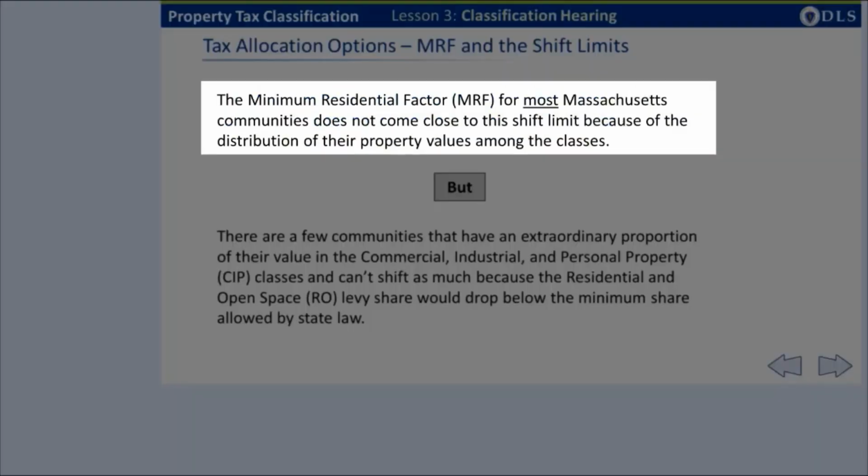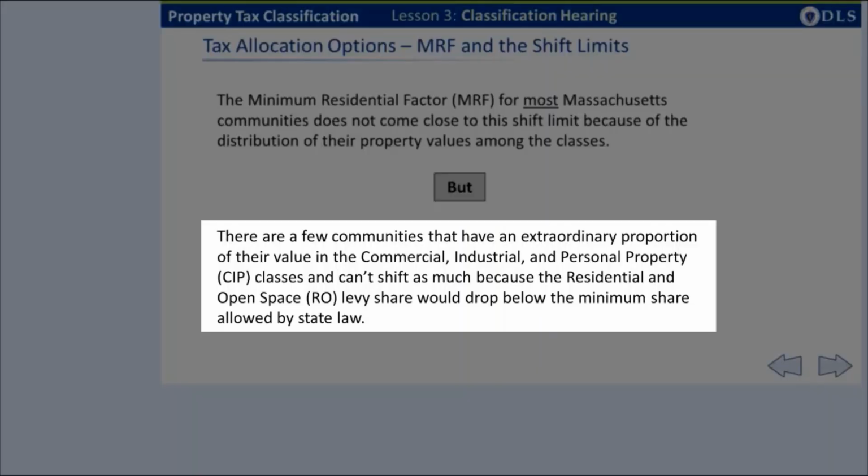The minimum residential factor, or MRF, for most Massachusetts communities does not come close to this shift limit because of the distribution of their property values among the classes. However, there are a few communities that have an extraordinary proportion of their value in the commercial, industrial, and personal property, or CIP classes, and can't shift as much because the residential and open space, or RO, levy share would drop below the minimum share allowed by state law.